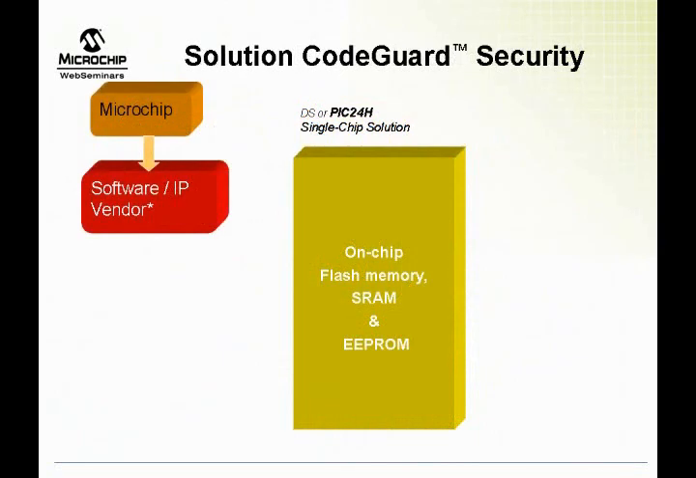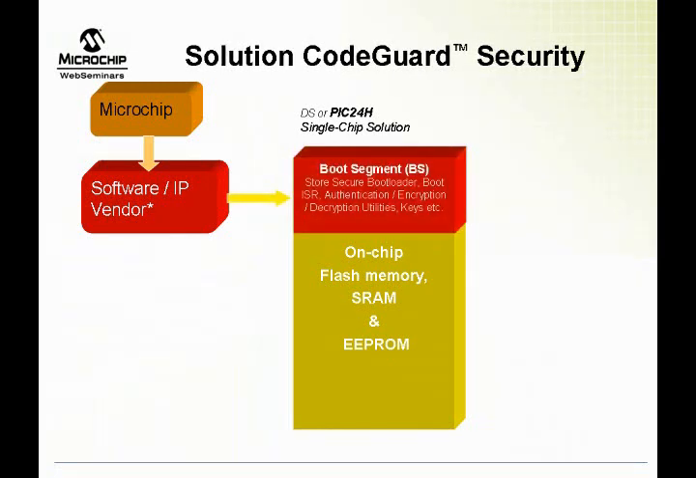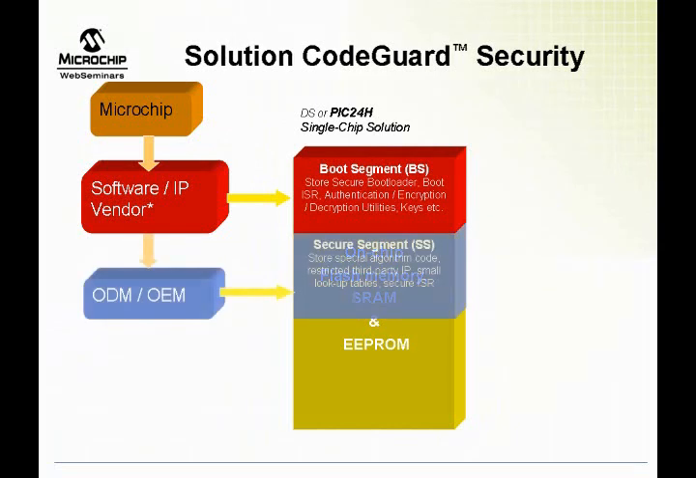Let us see how CodeGuard Security can help solve the challenges posed by system integration, cost reduction, and IP protection that we saw on the previous slide. The CodeGuard Security features on Microchip 16-bit controllers allow multiple parties to securely share resources on a single chip without compromising their respective intellectual property. In the advanced implementation of CodeGuard Security, on-chip flash memory may be segmented into as many as 3 segments. Each segment may be code protected.